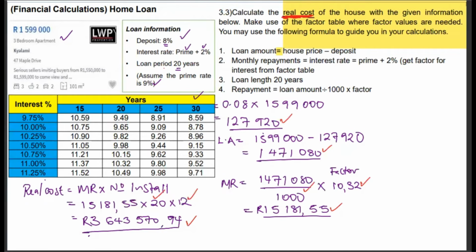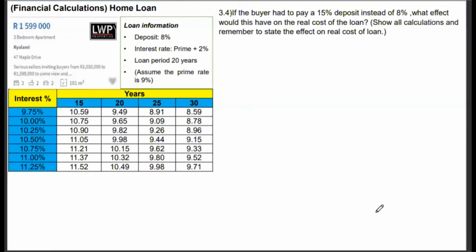Let's look at question number 3.4. If the buyer had to pay a deposit of 15% instead of 8%, what effect would this have on the real cost of the loan? Show all your calculations. So, okay, let's see what happens.